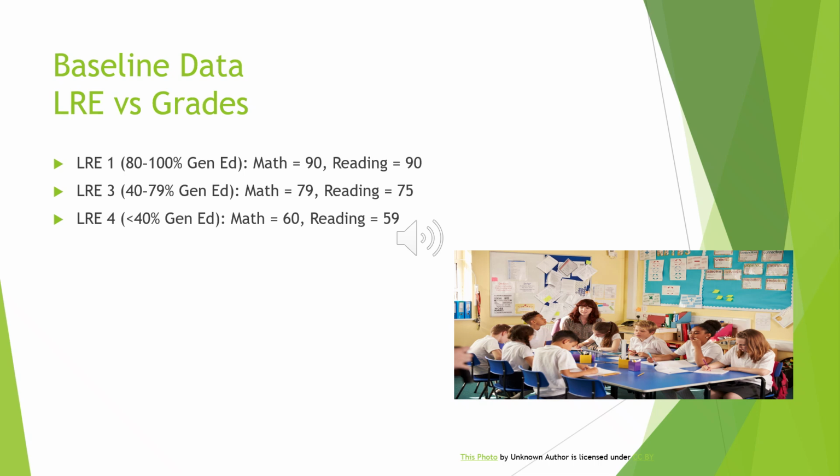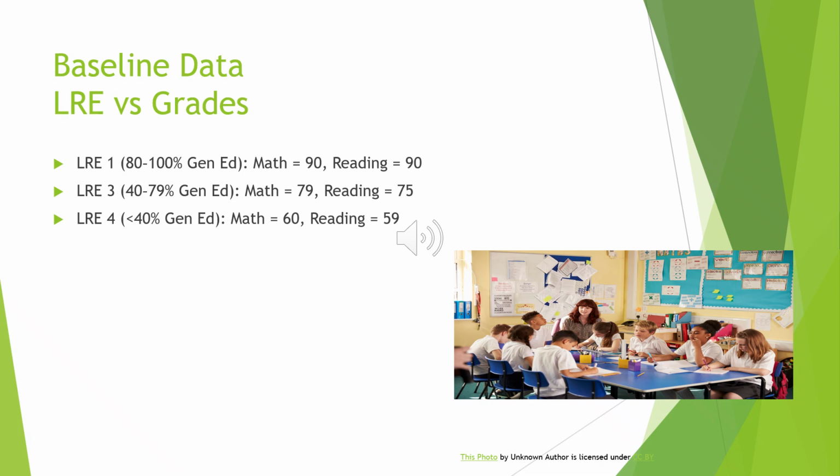You see that those that have an LRE of 1, they're in the gen ed classroom 80 to 100% of the time. They have a 90 in math and a 90 in reading. And then you see the students that have an LRE of 3, which means they're in the gen ed class 40 to 79% of the time. Their math score is a 79 and their reading is a 75. And these are averages, of course.